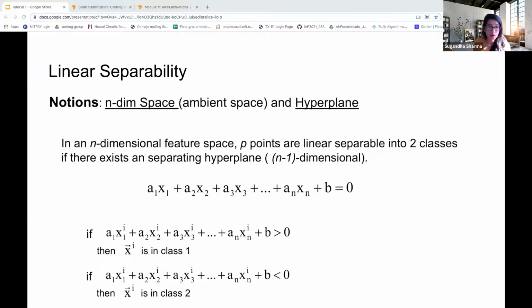When I say hyperplane, it's just something analogous to a 2D plane, but in higher dimensions. So what's important to remember is that if you have an n-dimensional space and you are trying to separate your points into two classes, then you need a plane or hyperplane of n-1 dimensions.